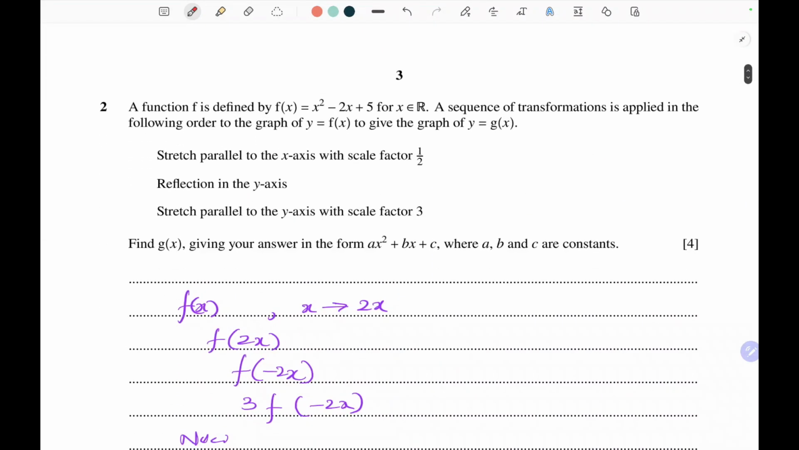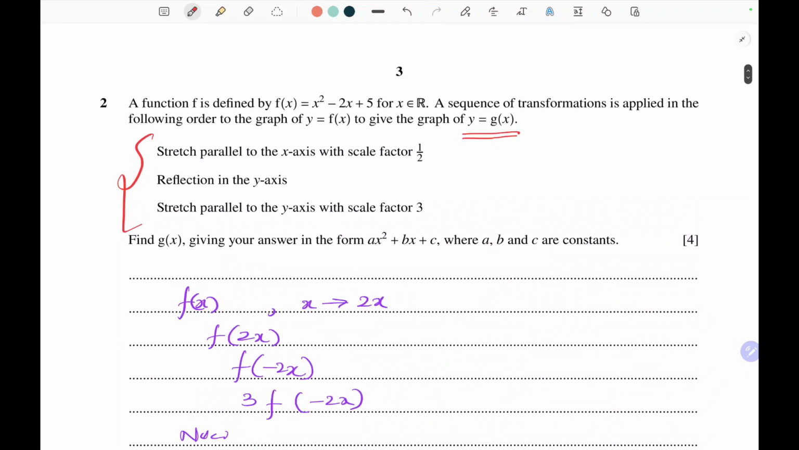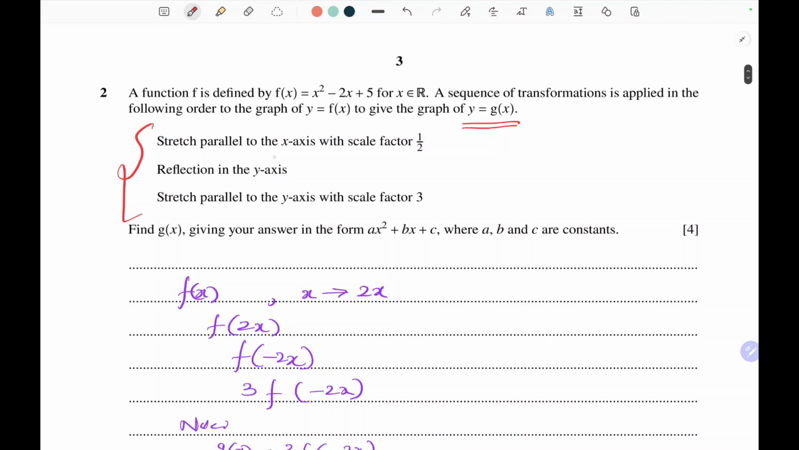Okay, second question. If we check, the second question says a function f is defined by x squared minus 2x plus 5 for all x belonging to R. A sequence of transformations is applied in the following order to the graph y equals f(x) to give the graph y equals g(x). Now there are some transformations here. A stretch parallel to the x-axis with scale factor half. Initially it is given as f(x). Now a scale factor half means x should be changed to 2x. So this f(x) will now be f(2x).